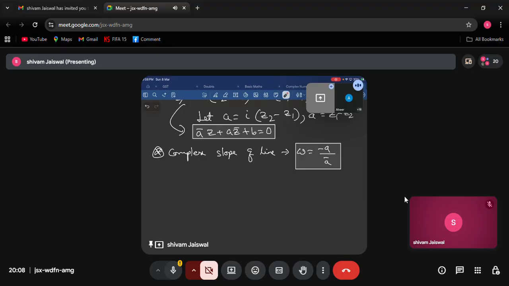consider this straight line in this format: a bar z plus a z bar. Always consider it in this format. Compare it with bx plus ay plus c equal to 0. Are you people able to understand the analogy with the general equation of the straight line? bx plus ay plus c equal to 0. Now you see, slope is equal to negative coefficient of x, that is minus a by a bar.